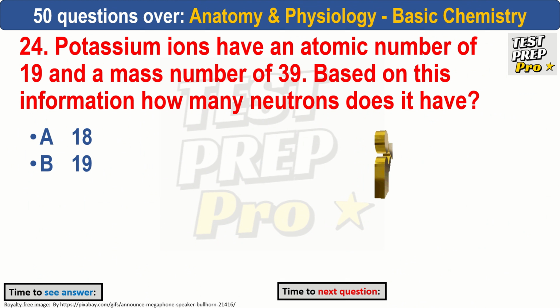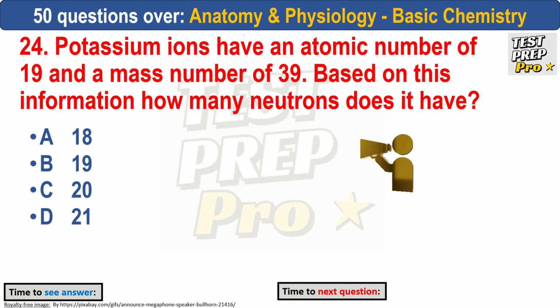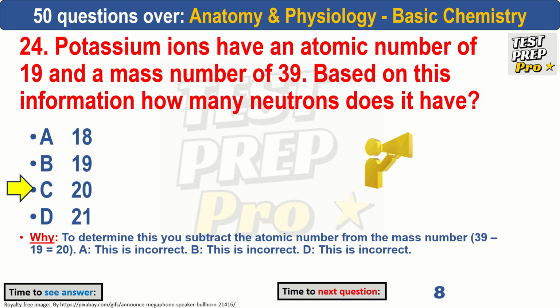Potassium ions have an atomic number of 19 and a mass number of 39. Based on this information, how many neutrons does it have? Option A is 18. Option B is 19. Option C is 20. And option D is 21. The answer is option C, 20. So again, that's the total number of neutrons it has. You get it from subtracting the mass number from the atomic number.